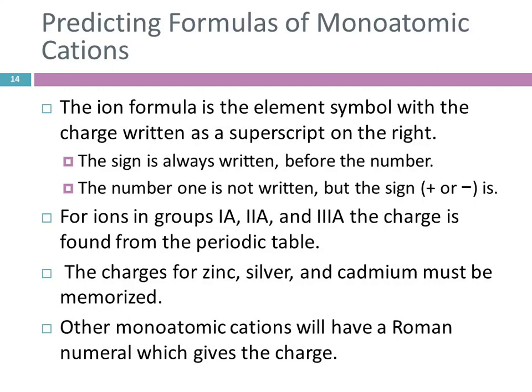We always write the sign, even if it's positive, and it's written after the number. And that's different than what we do with exponents in math, right? Like x to the -2, or we would have x squared. Those are math superscripts. They mean exponents multiplying.